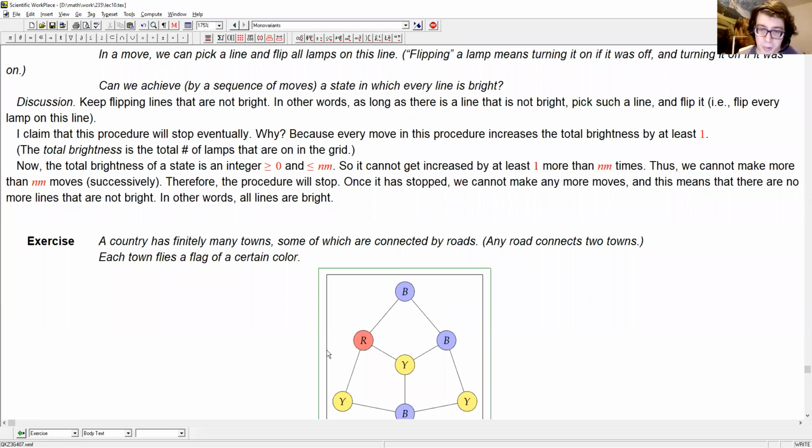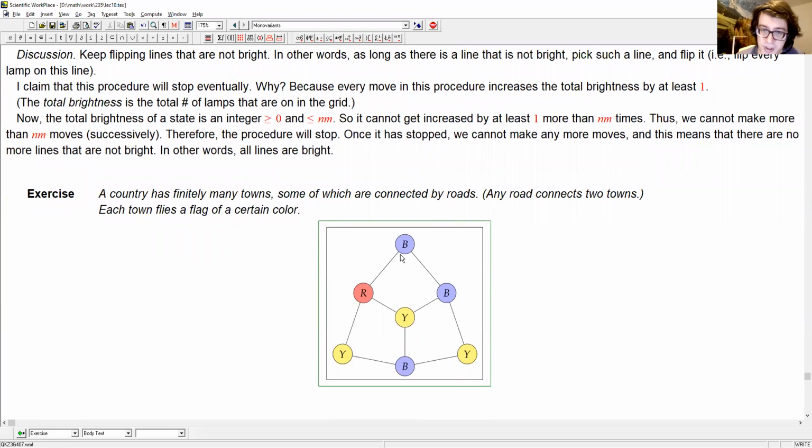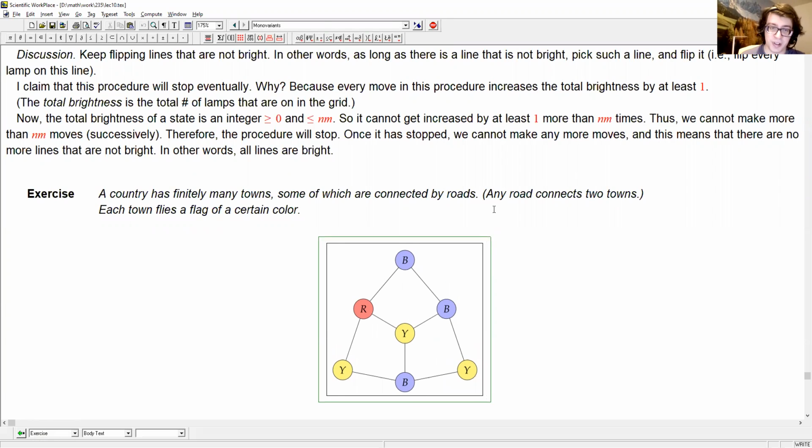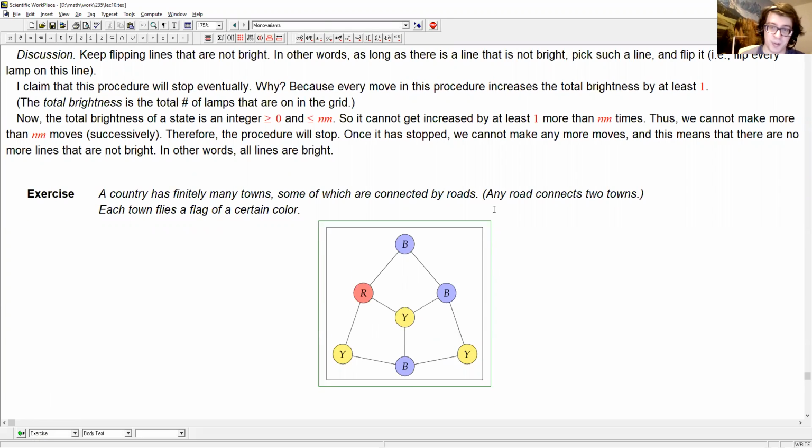So here is an example. There are 1, 2, 3, 4, 5, 6, 7 towns. The segments are roads, and the colors are the colors of their flags. And just in case, I've also put the colors as letters inside them. So R is red, B is blue, Y is yellow. So that was an example of what we can have.